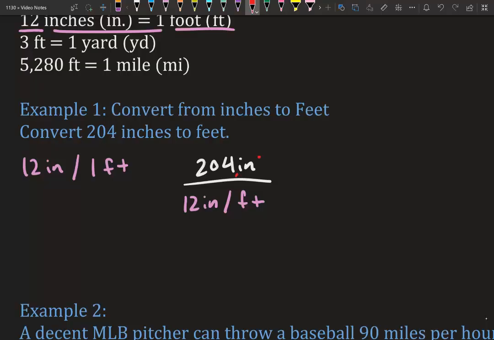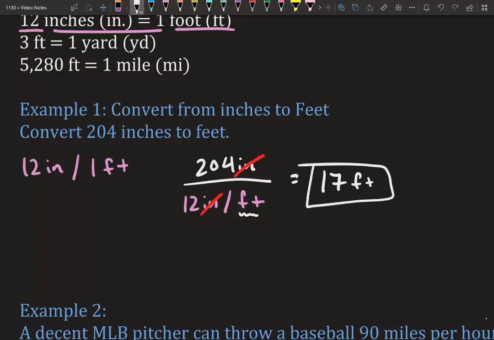We cancel out inches because those are top and bottom. And 204 divided by 12, we get 17. All we have left over is feet. So do you notice that we went from small to big because inches are smaller than feet. 1 inch is 1 inch, a foot is 12 inches. So we divided. Keep that in mind.